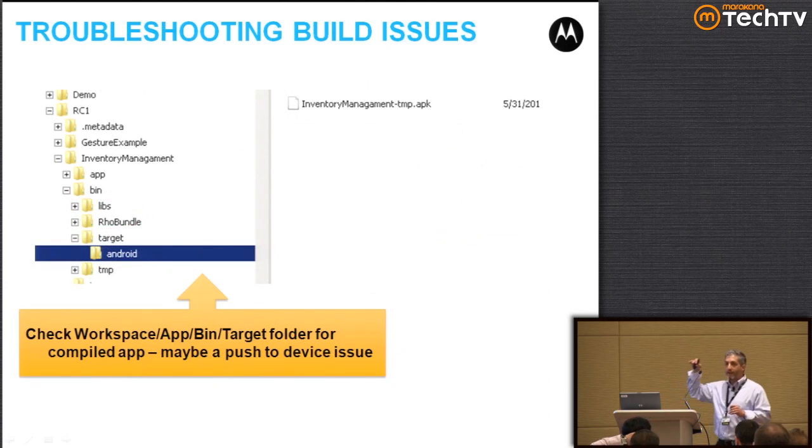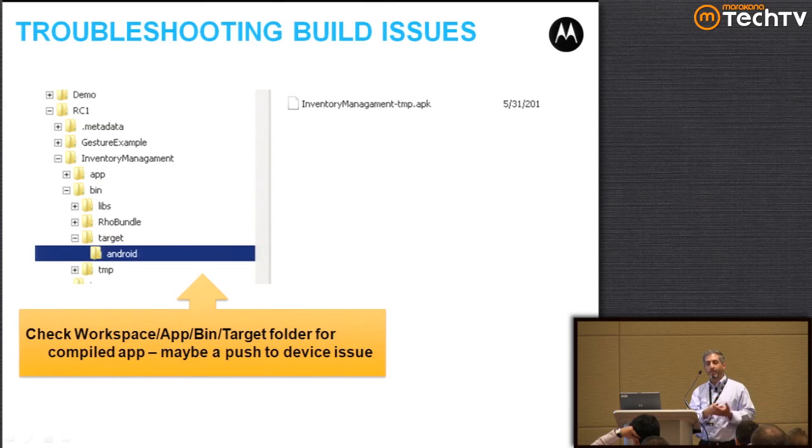In the sequence of events, think about the way that it works: it compiles RhoMobile components, then it reaches out to the native SDK and tells that to compile the final product. And then it creates this APK in the case of Android or CAB in the case of Windows Mobile under your project folder, inventory management, bin, target. This is where that file is going to end up. And then it tries to push it to the device.